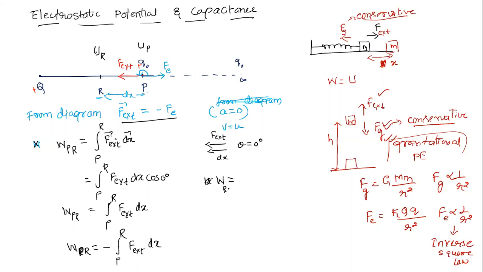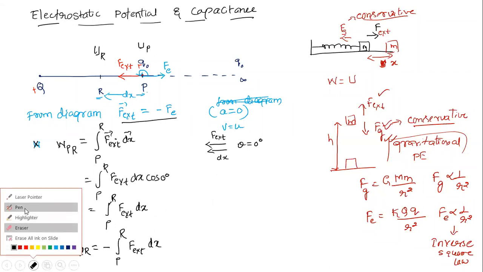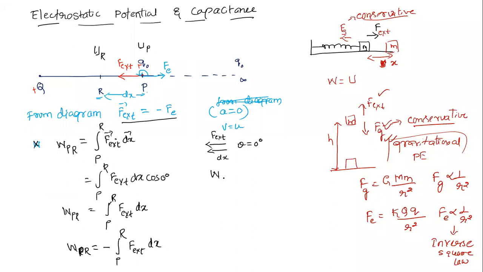To move from where to where? P to R, right? Work done to move a charge from P to R is equal to UR minus UP. Can we say like this? That is a difference in our potential energy, right, from P to R. So this is a formula for what now? Work done will be stored in the form of potential energy.